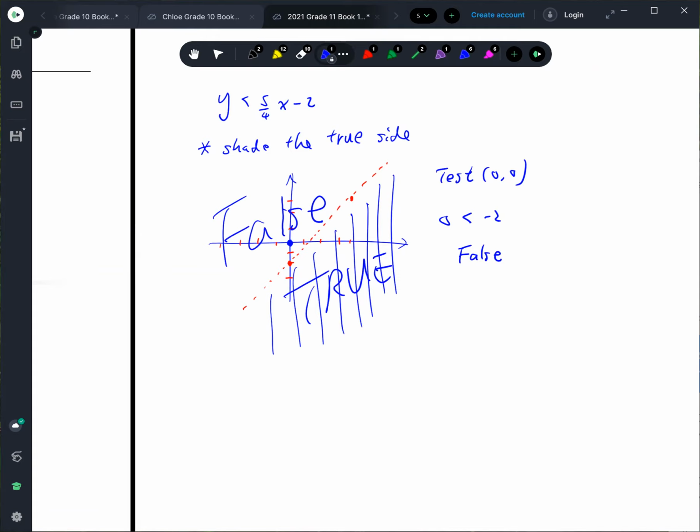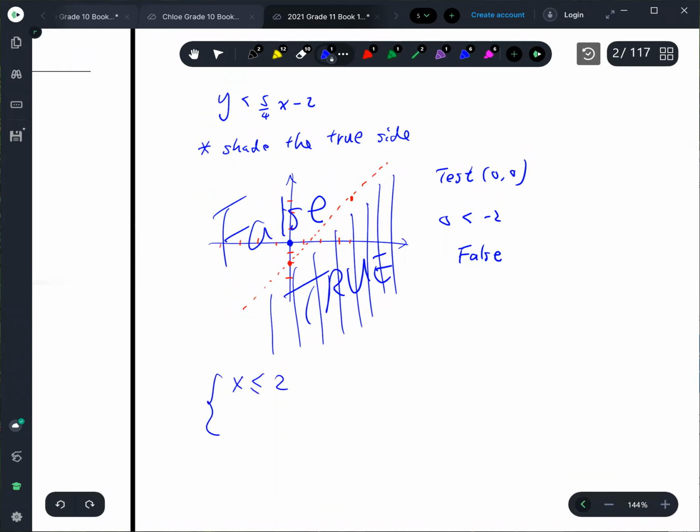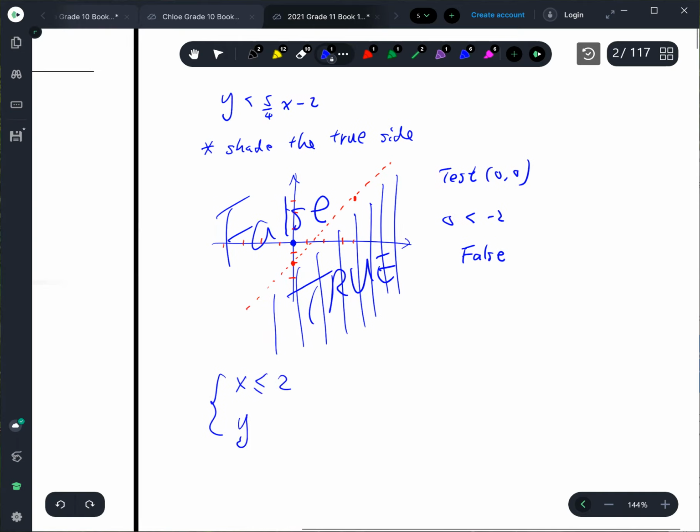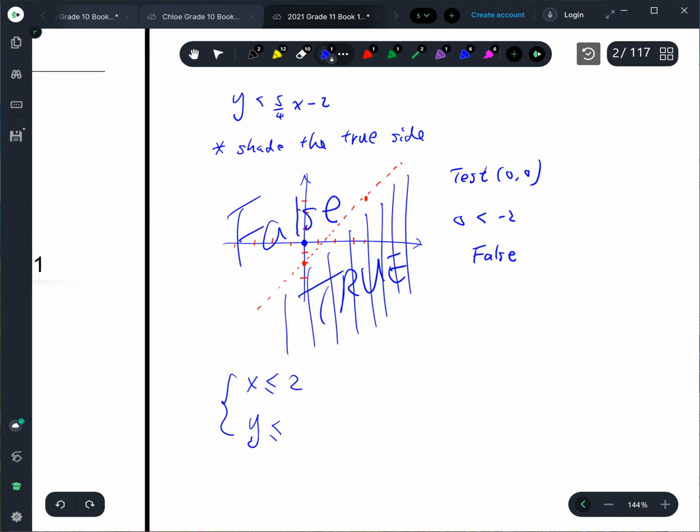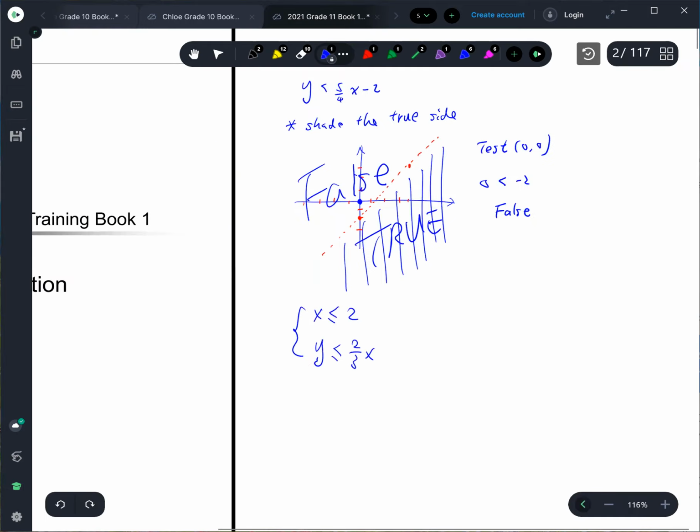Okay. Yeah, there's another one with two lines. When there are two lines, since there are technically three places to shade, how would you test it? One question could be: you pick a point that is not on either line. One line is x is smaller than or equal to 2, and the other line is y is smaller than or equal to 2/3x minus 1.